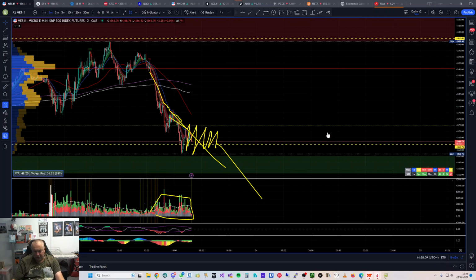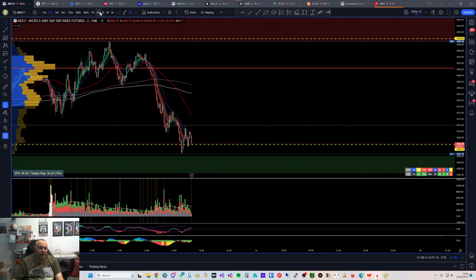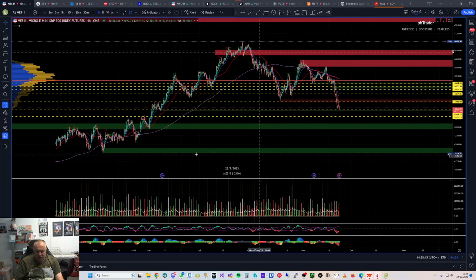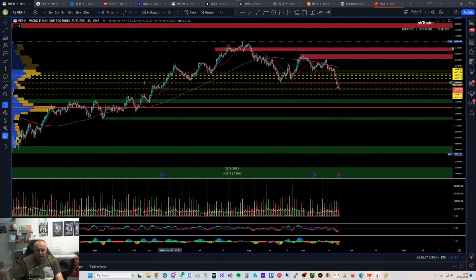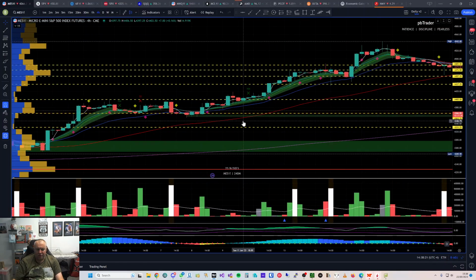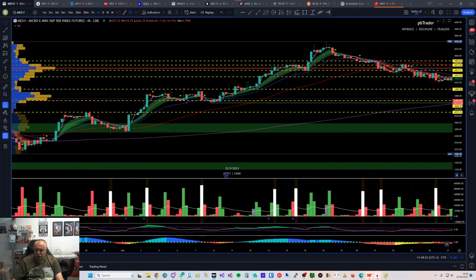But let's go back into the hourly. The 4 hourly is better. So we're coming down to this area now, which we've not seen since June. So all the gains since June we're now giving back to the market, and we've got this potential demand area.